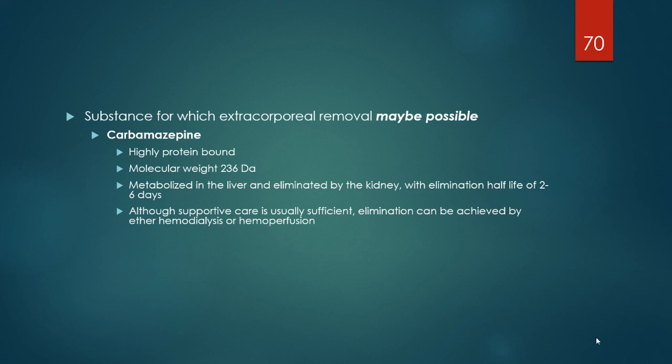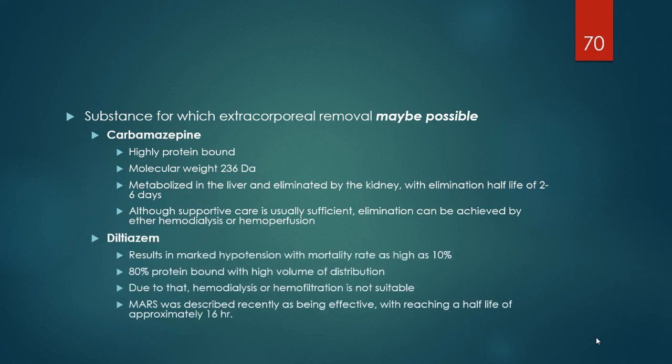So what they actually recommend for carbamazepine is that they consider this form of treatment when you have an unstable cardiac status, status epilepticus patient, or refractory bowel hypomotility. Diltiazem results in marked hypotension with mortality rate as high as 10%. 80% are protein bound with high volume of distribution. Due to that, hemodialysis or hemofiltration is not suitable.